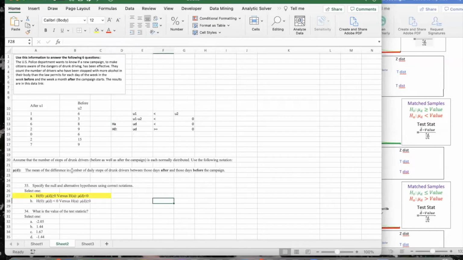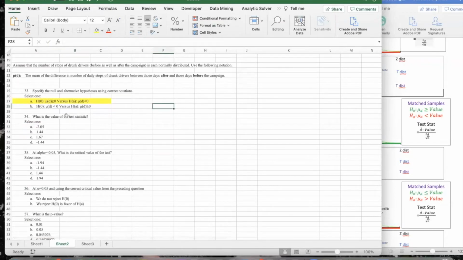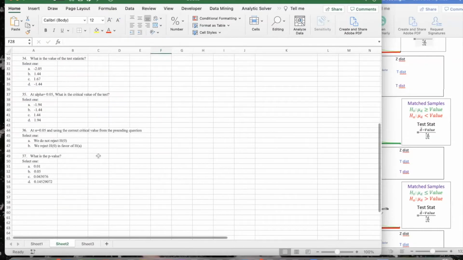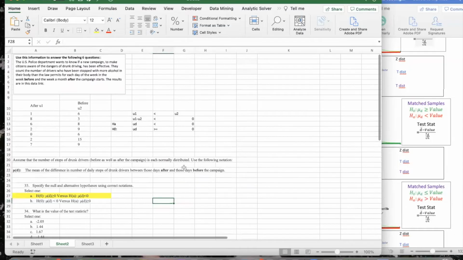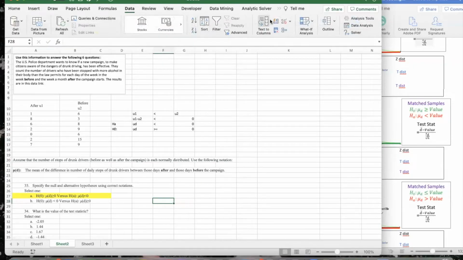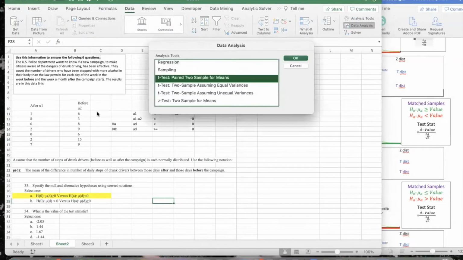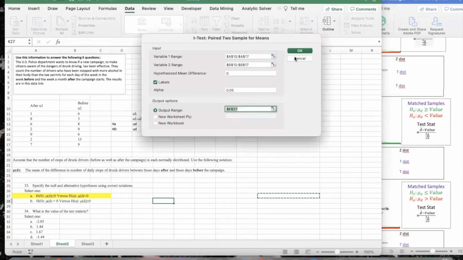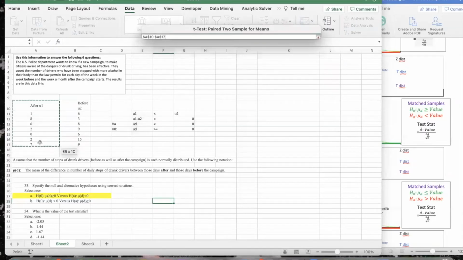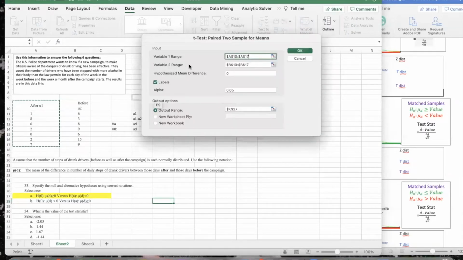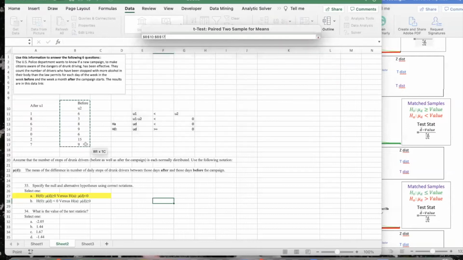All right. So the next set of questions, they're asking for the test statistic, critical value. Do we reject or do not reject, the p-value? So what we can do is this. Go to data, then go to data analysis, then go to t-test paired two sample for means. You can say, okay. Your variable 1 range, so I'm going to do my after. Your variable 2 range, you're going to have that as before.